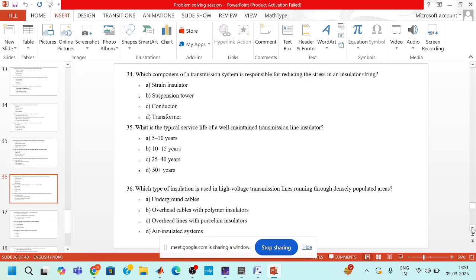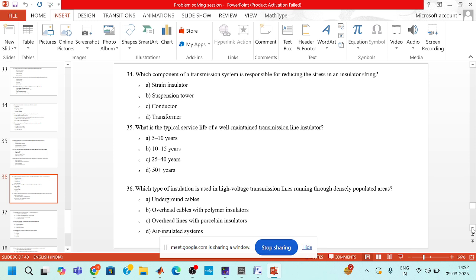The next question is, which component of a transmission system is responsible for reducing the stress in an insulator string? Okay. Options are strain insulator, suspension insulator, conductor, transformer. Strain insulator, madam. Yes, A is the correct answer. Strain insulators.